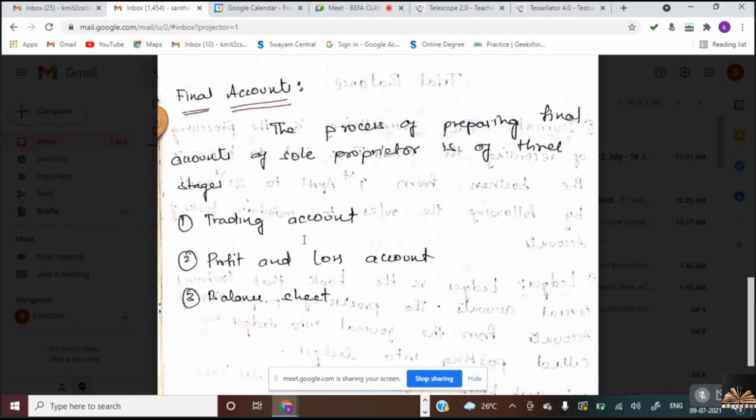Is that clear? Tallying of the balance sheet means both the assets and liabilities balances should be equal. If you go wrong in gross profit, your profit and loss account will go wrong. If your profit and loss account goes wrong, your balance sheet will not get tallied. Gross profit of the trading account is taken into the profit and loss account, and net profit is added to the capital in the balance sheet. So it's a chain. If you go wrong in one account, the next account will go wrong and the whole problem will go wrong. Is that clear?